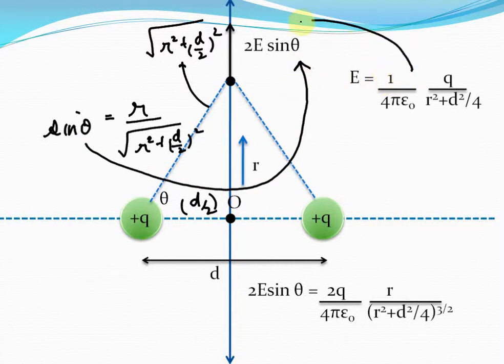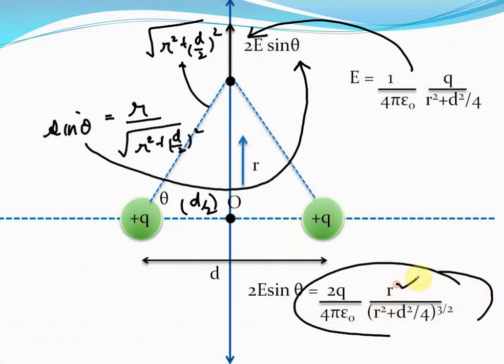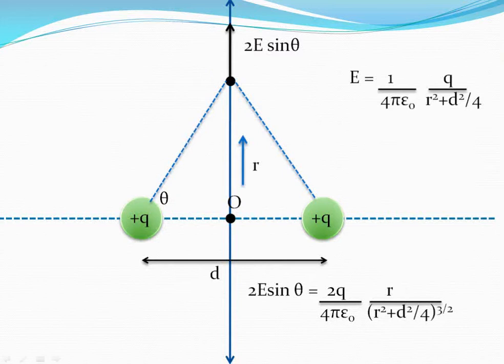So when you substitute this value of sin theta here and when you substitute this value of E here, this is the net expression that you get, and this is the electric field at any point r on the equator of a two identical positive charge system. Again, you don't need to remember the value of this field, but just get the logic, just get where this value of the electric field is coming from.